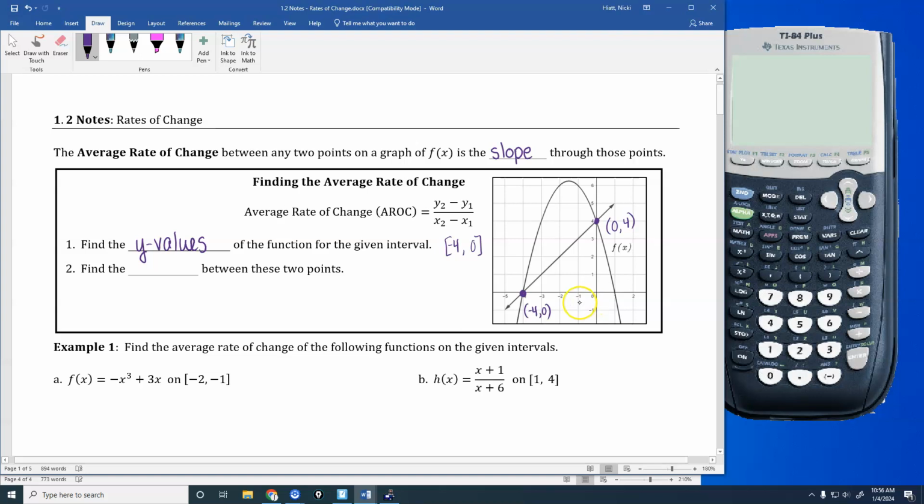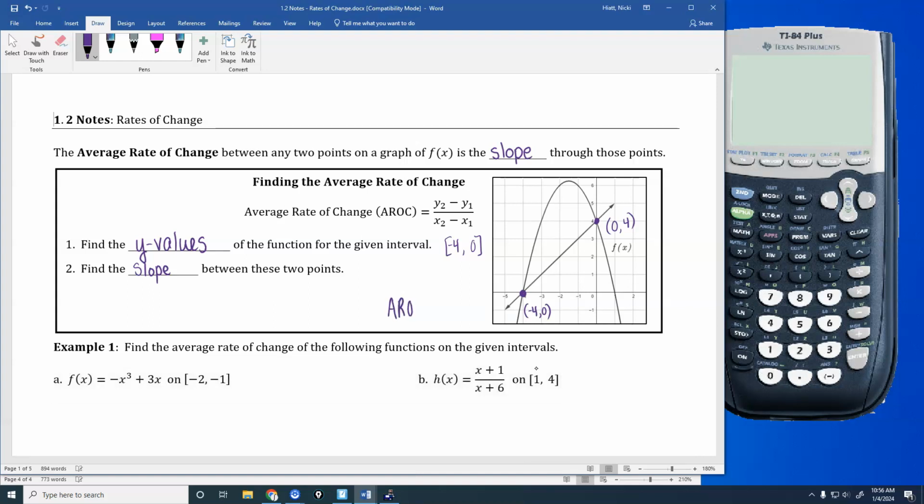And then you just want to find the slope between these 2 points. This one, you could do slope formula, but you could also count it. What's the slope of that line right there if you just count rise over run? It's just 1, right? So that would be your average rate of change.